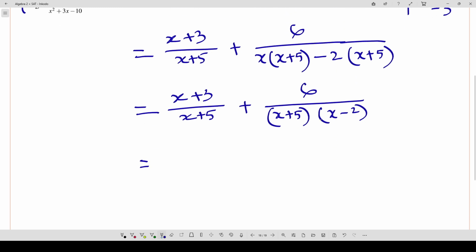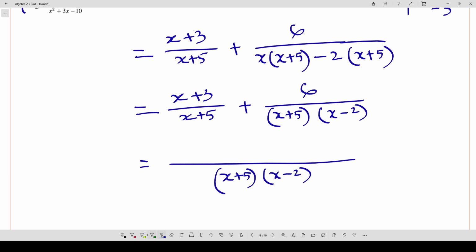And now we'll make the LCM. It will be (x + 5)(x − 2). In this case, once we divide (x + 5)(x − 2) by (x + 5), we will get x − 2. So in this case we can write (x + 3)(x − 2), and here will be 6.